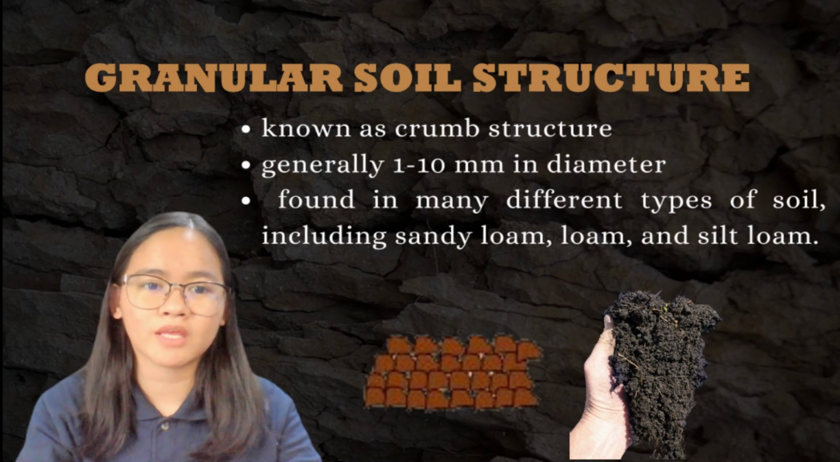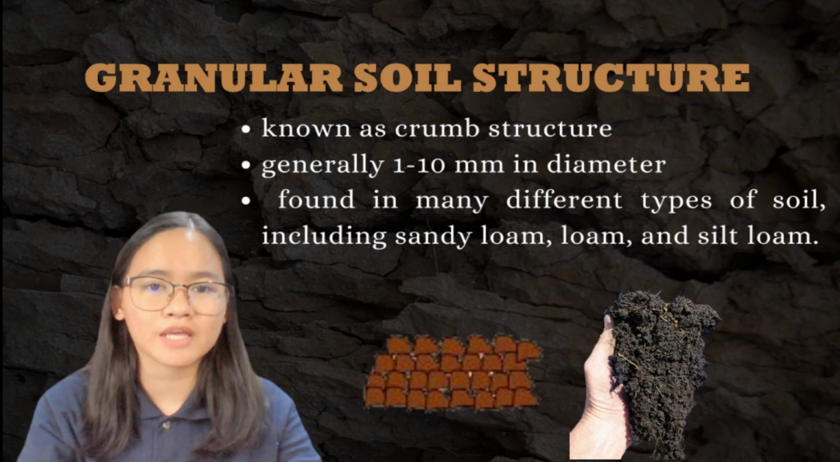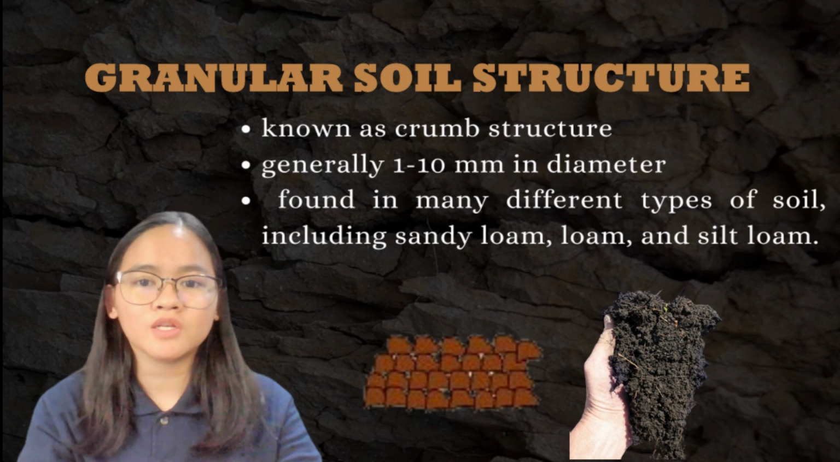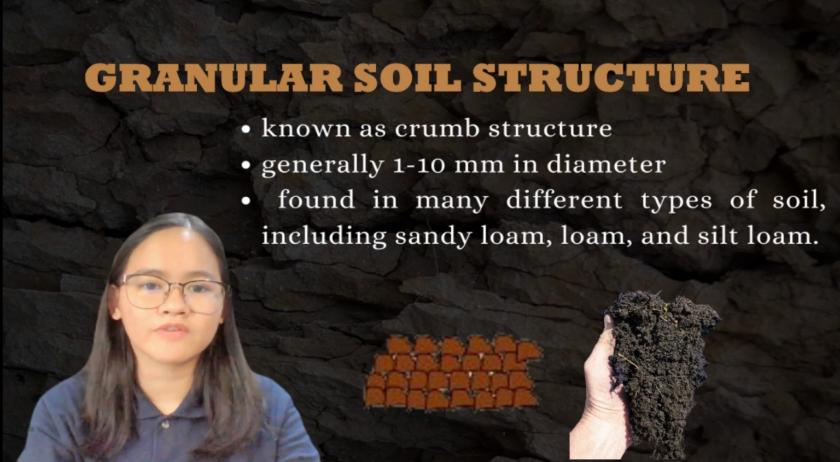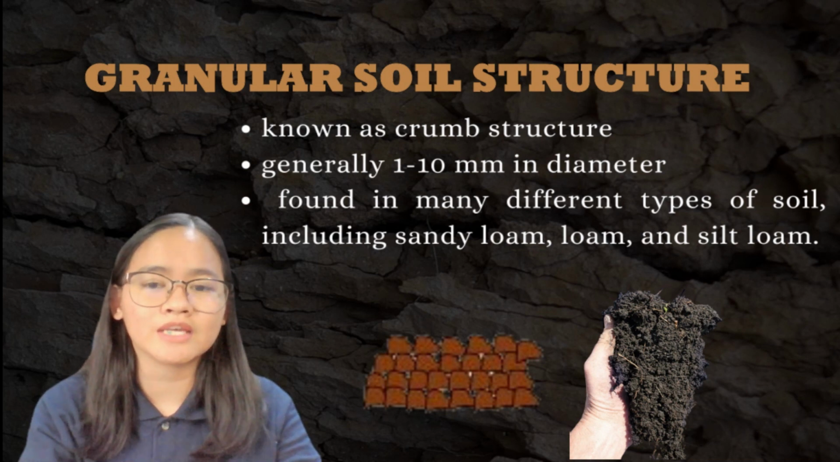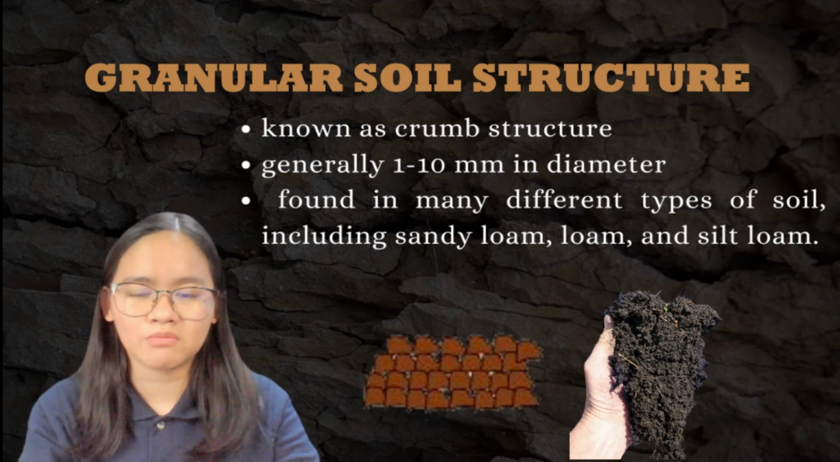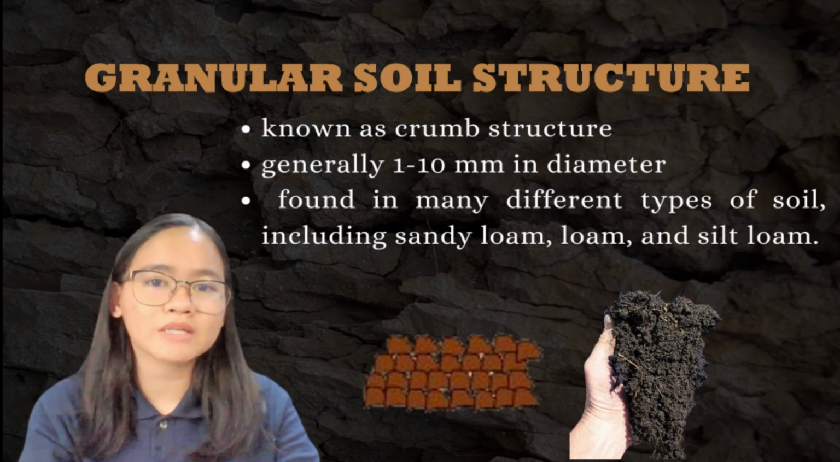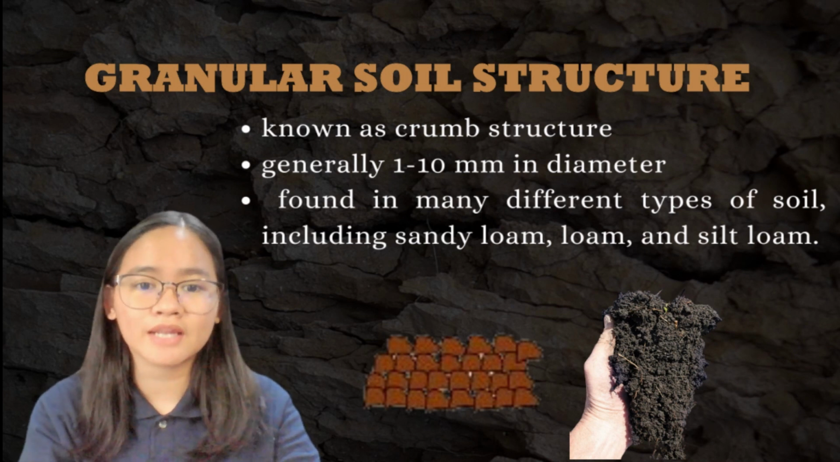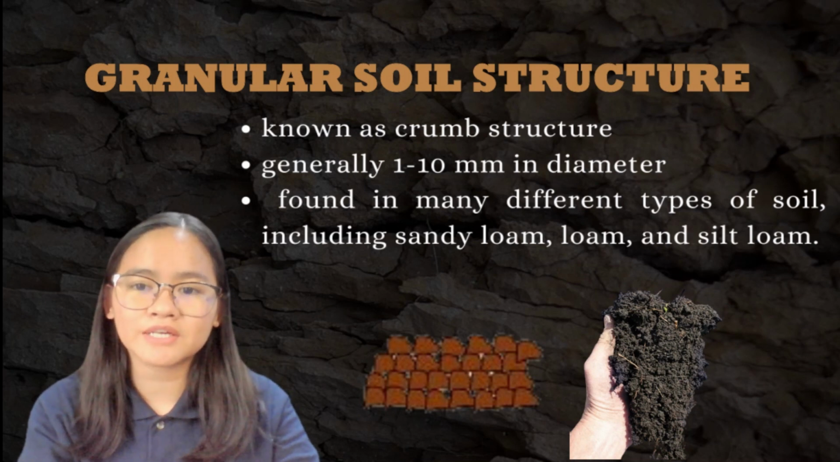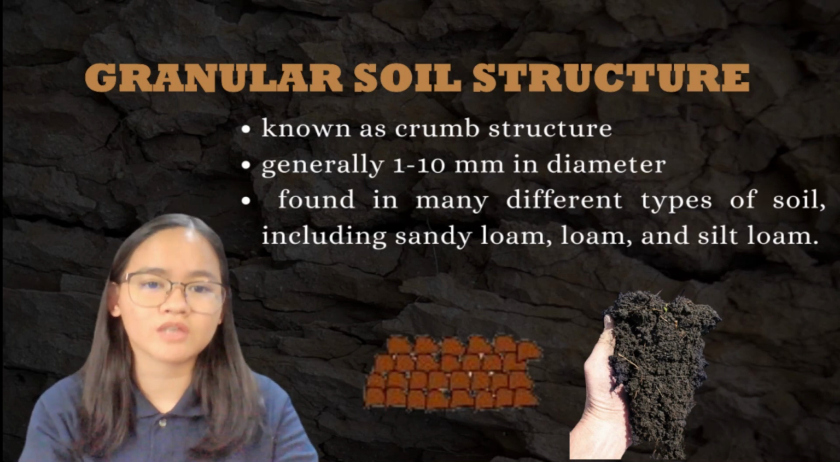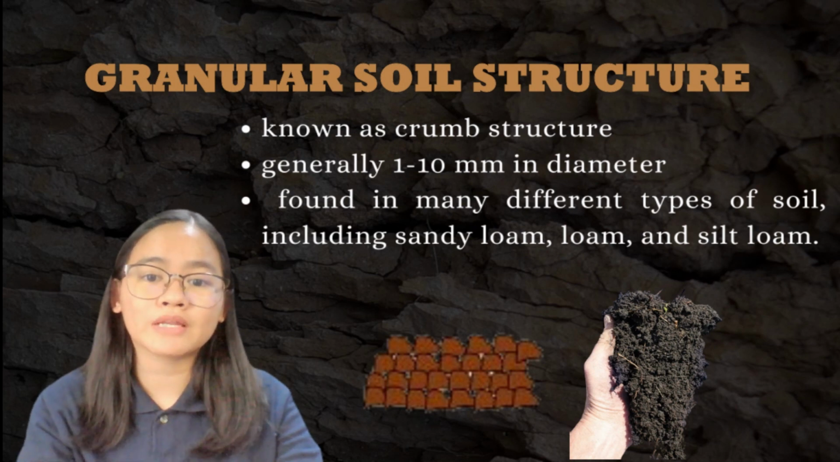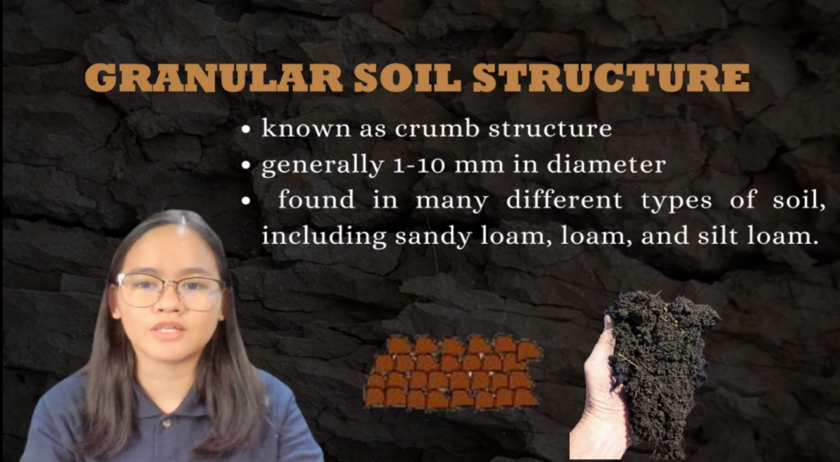structure distinguished by tiny, spherical soil particles that combine to create loosely packed, and crumbly aggregates. These aggregates have a granular appearance and are generally 1 to 10 millimeters in diameter. Individual particles of sand, silt, and clay are clustered together in tiny, almost spherical grains to form granular and crumb structures. Water quickly circulates through such soils.